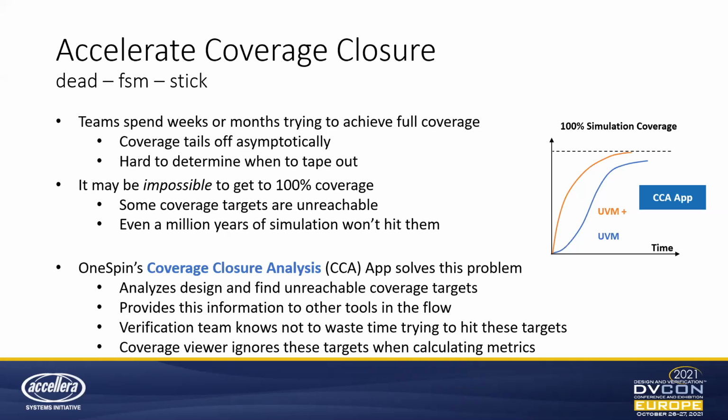And here is the OneSpin coverage closure analysis accelerator app. This solves the problem. Basically, this analyzes the design and finds these unreachable coverage targets and provides this information to other tools in the flow. And the coverage viewer ignores these targets when calculating the metrics.